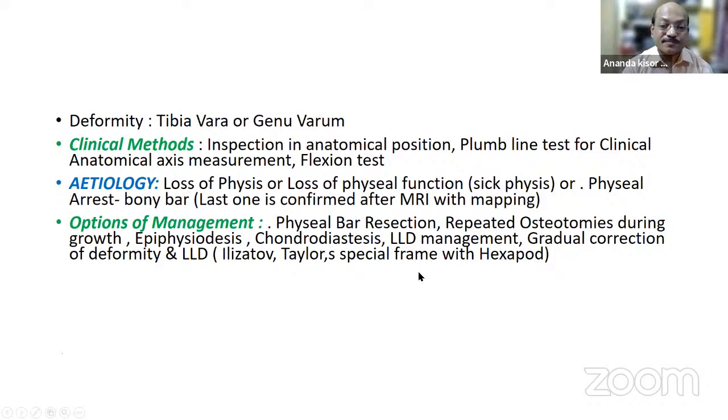So what are the options? The options are physeal bar resection, repeated osteotomies, because the deformity can recur even after inadequate osteotomy, or if only osteotomy is given, the deformity can recur. Preferably osteotomy should be reserved until after the growth. Epiphysiodesis, chondrodiastasis. Lastly, the limb length discrepancy should be managed.